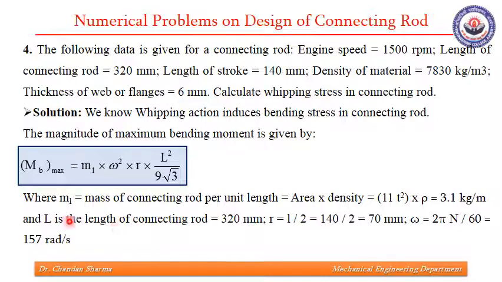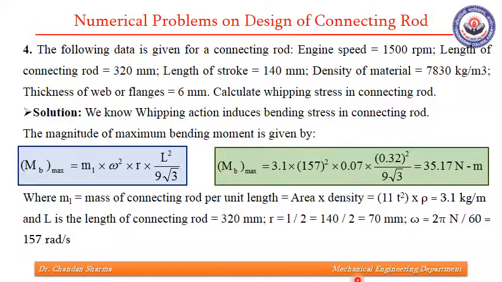L is length of connecting rod, which is given to us as 320 mm. R, crank radius, is length of stroke 140 upon 2, that is 70 mm, and omega as 157 radian per second. So m1 is known to us, omega square we found, r we found, L is given to us. We can find what will be MB max. It is given by MB max will come out to be 35.17 Newton meter.